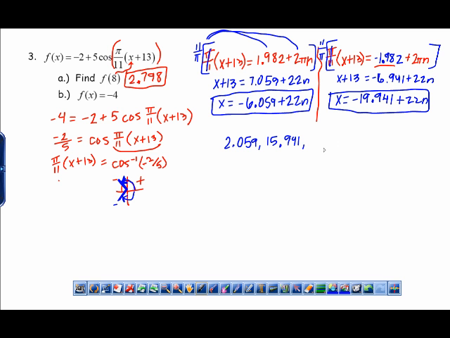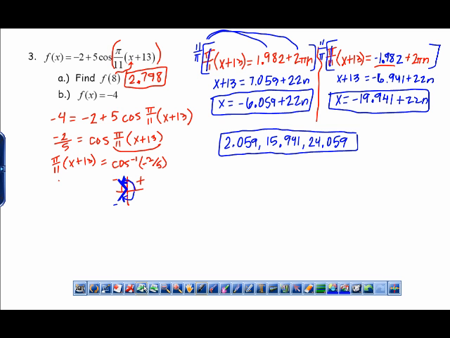And then if you're confused on what to do next, like where should you add 22, what should you plug into n, just think always, the third value will come from adding the period to the first value. And so if I add 22 to the 2.059, you get 24.059. And you can check all of these on the calculator. I'm going to leave that for you to do on your own.